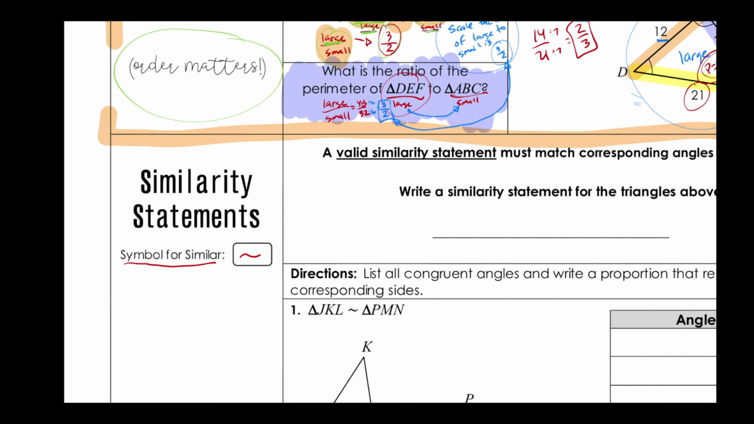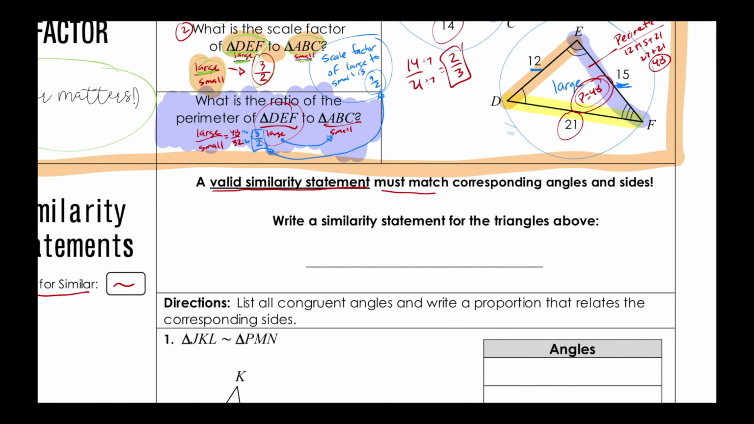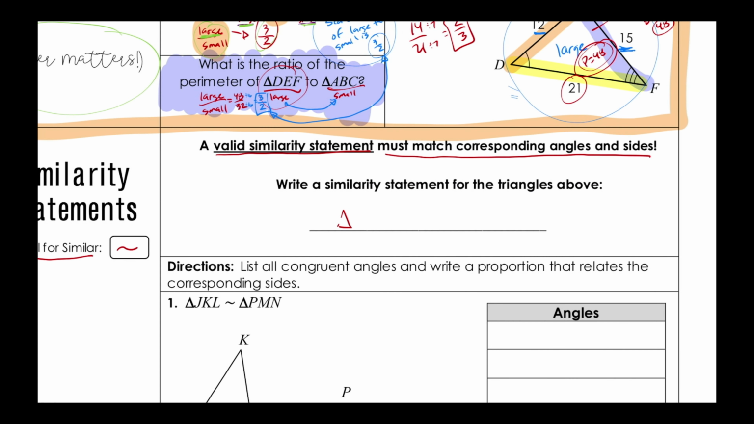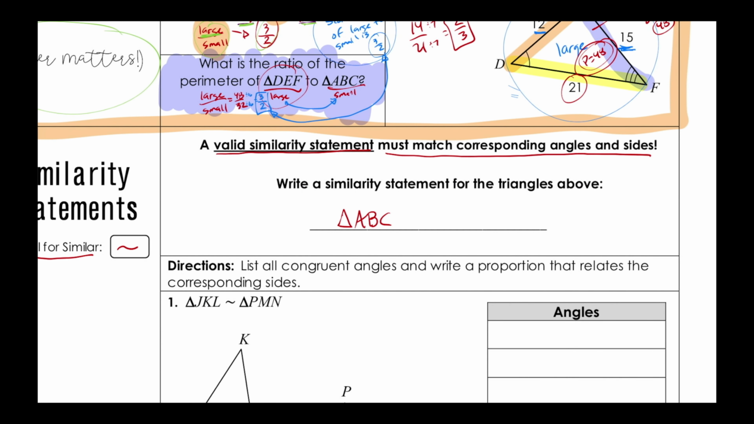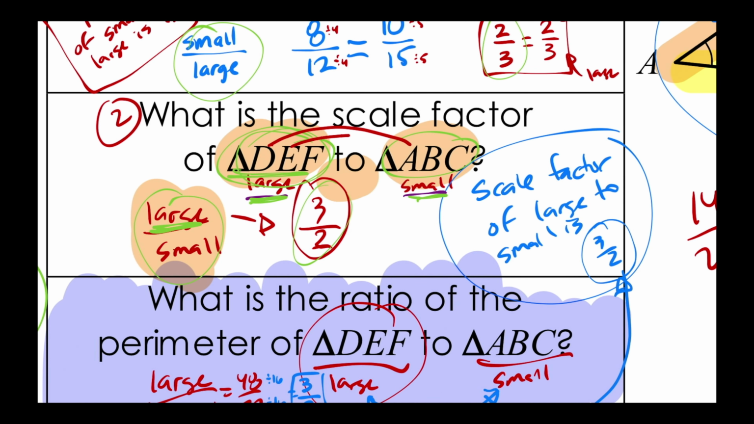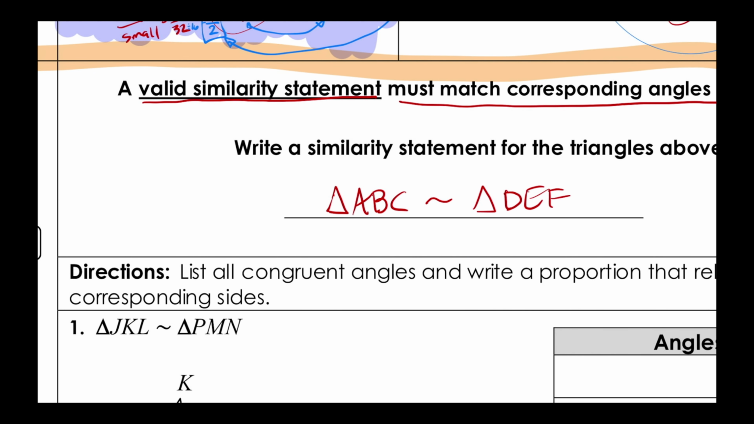And so if I want to write a valid similarity statement, you must match the corresponding angles and sides. You must have the same order. So if I look up here, I can say triangle, right, the problem from yesterday, triangle ABC is similar to triangle DEF because that's what they were telling us. These were matching. These were the matching parts. Okay, so that's how we write a similarity statement.